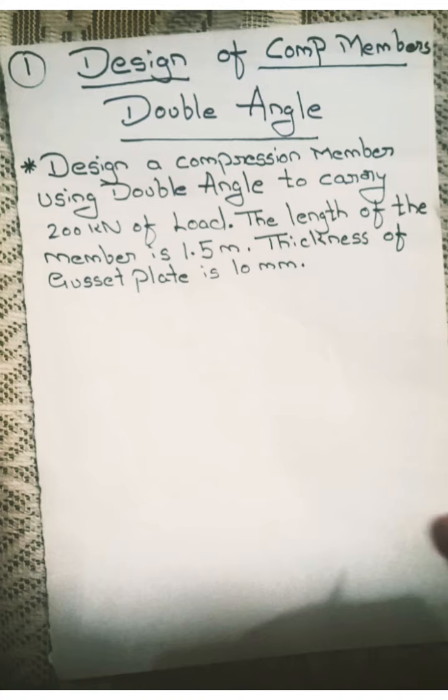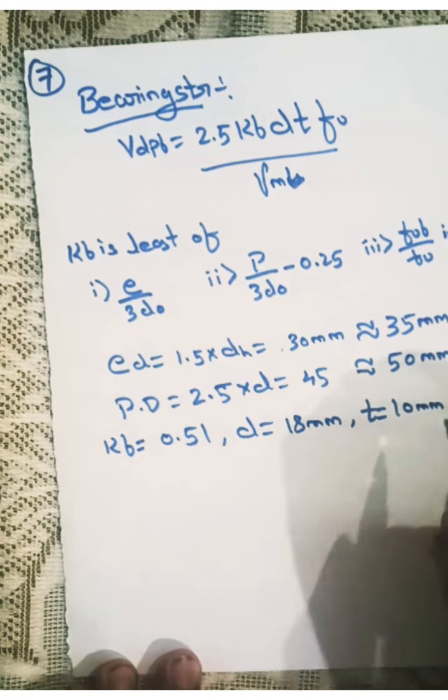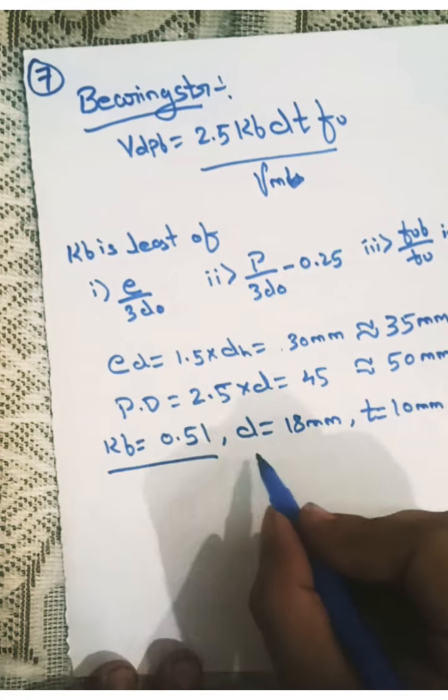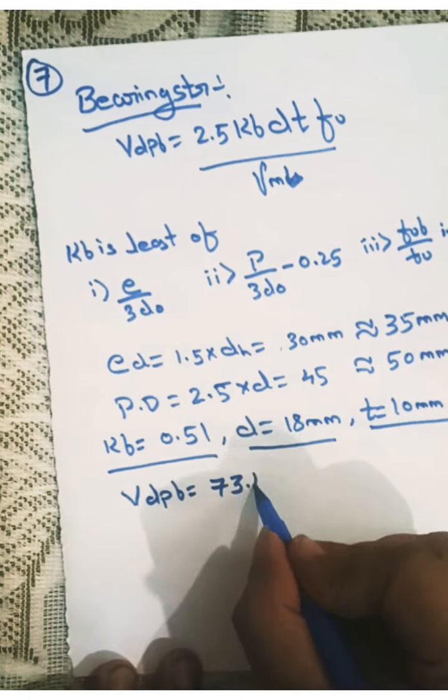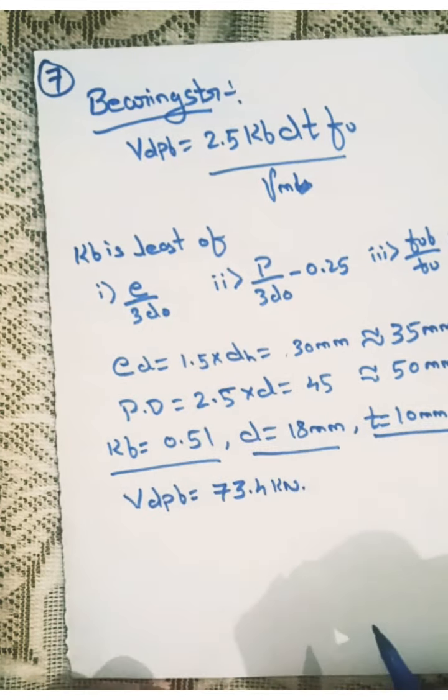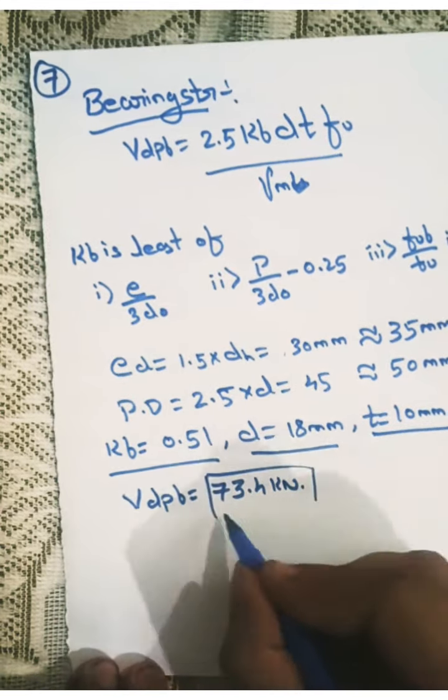T is 10 mm, that is the thickness in bearing. Substituting all these values, we will get the value of VDPB, which is 73.4 kilonewton. So this is the strength in bearing. So therefore bolt value is the lesser of shear strength or bearing strength. So we need to consider the lesser one, therefore bolt value will be 73.4 kilonewton.